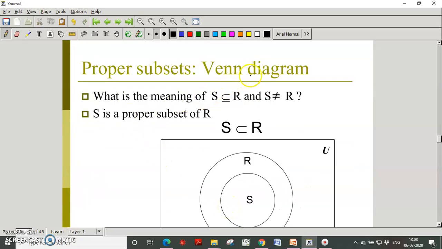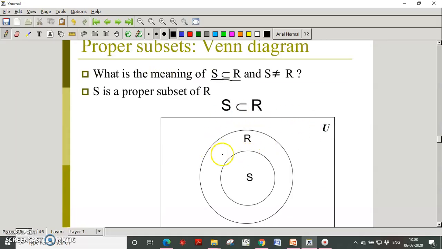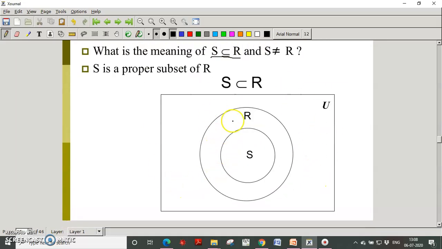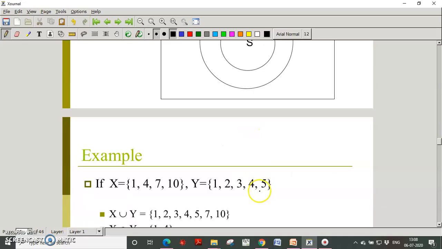Proper subset of Venn diagram. What is the meaning of S subset R and S not equal to R? When it is a subset but not equal to, it means it's a proper subset. So this is a proper subset of R. We have to make the Venn diagram. First we make the rectangle for the universal set U. Then S is a subset of R, so we first make the circle R and then make S inside the circle R. So S is a proper subset of R but not equal to.